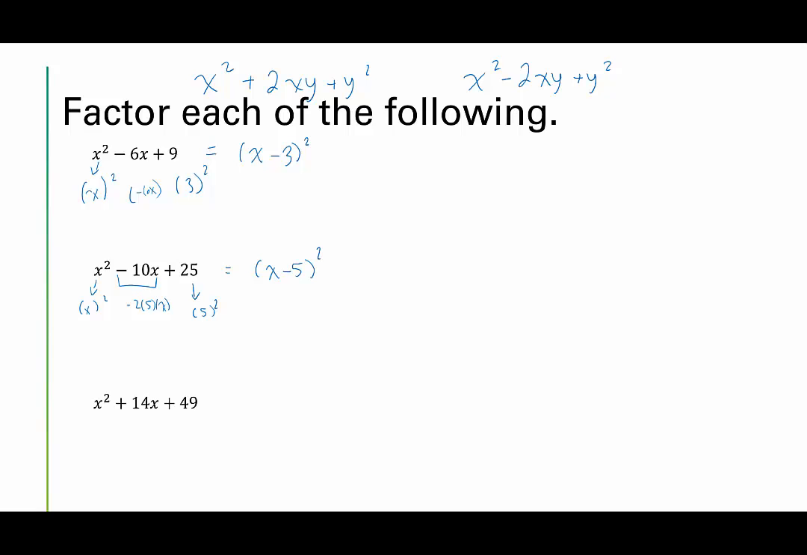And last but not least, we have x squared plus 14x plus 49. Is that a perfect square trinomial? The first term is a perfect square, that's x squared. The last term is a perfect square, that's 7 squared. And the middle term, 14x, has a plus, so we're talking about the first formula. Is that 2 times the first root times the second root? Yes, it is. That's 2 times x times 7, which is 14x. So this one will factor into root plus root, quantity squared.